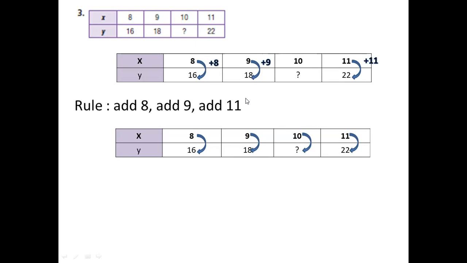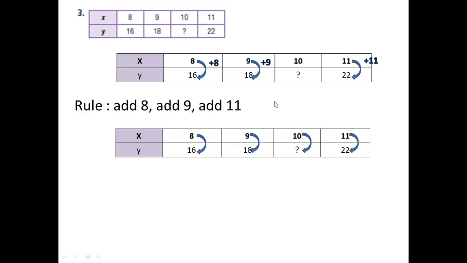Now what is the rule? Before we write the equation, you have to find out the rule for the table. This part is not given in your book, but if you write it, it's better because you'll be more clear of what you need to do. Now can we write the equation as plus 8, plus 9, plus 11?